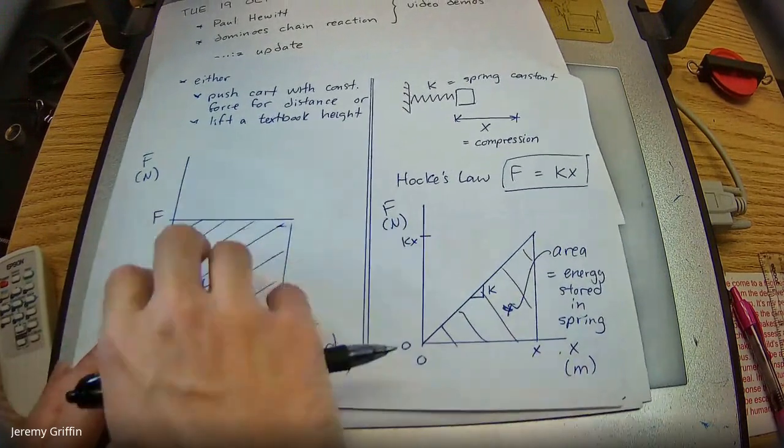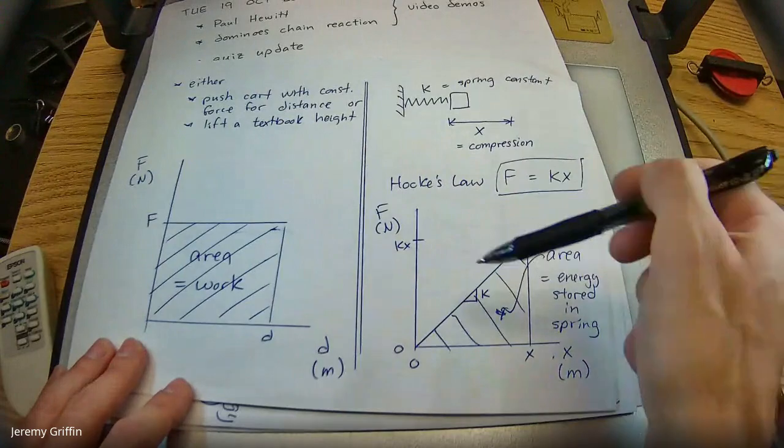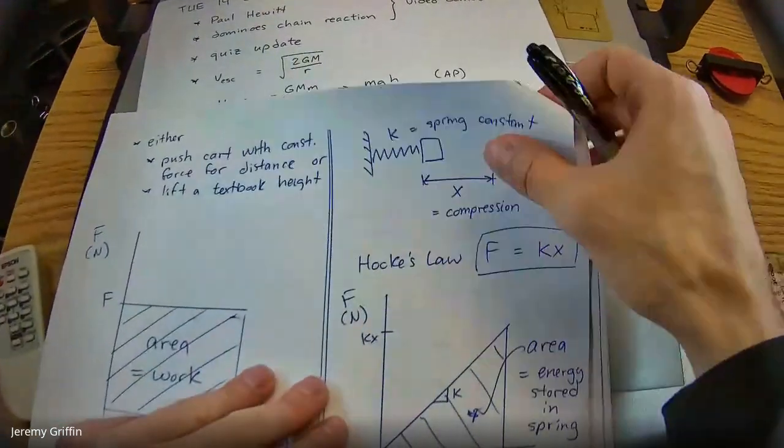Okay. And then we took this and said, well, let's do a slightly more complicated version, Hooke's law. But the same principle applies. The area under that curve also represents the work done to compress it, and therefore the energy stored in the spring.